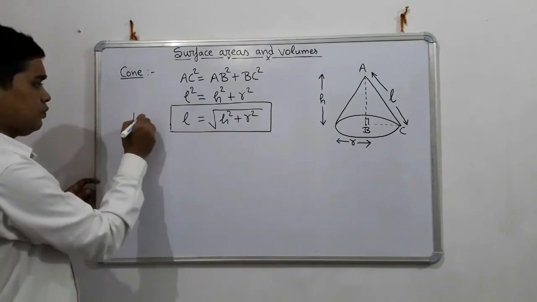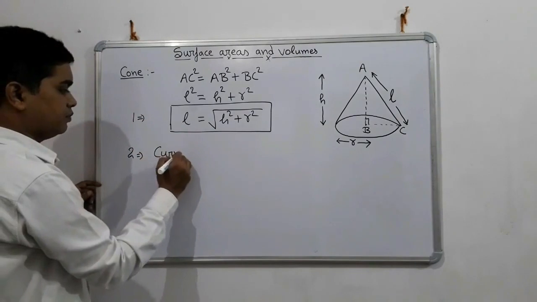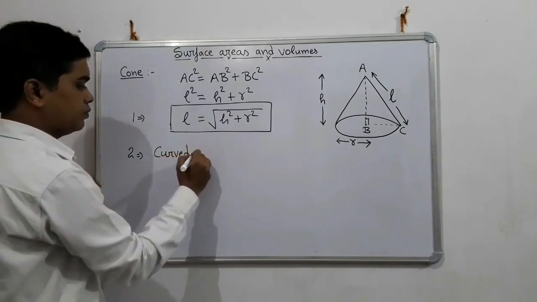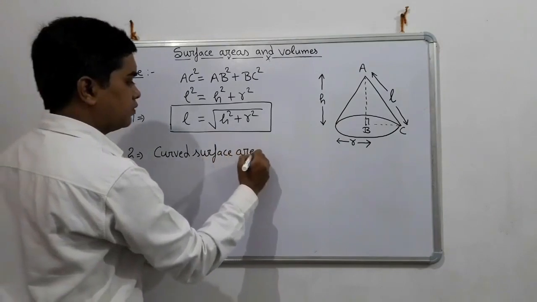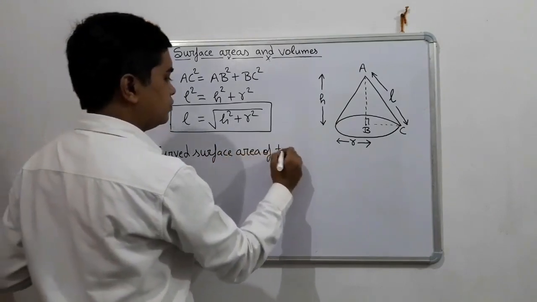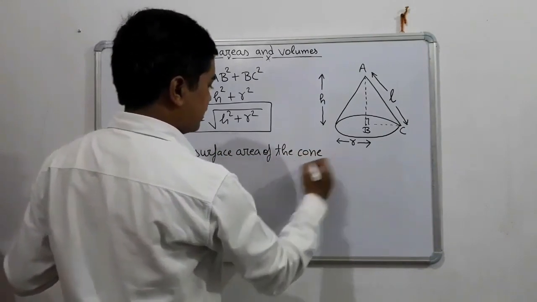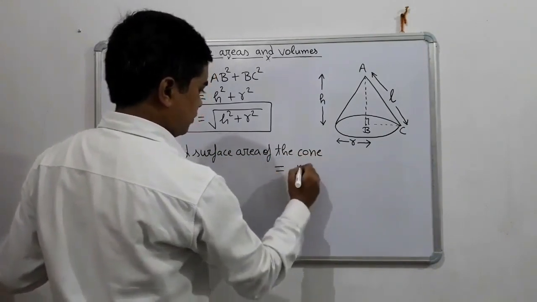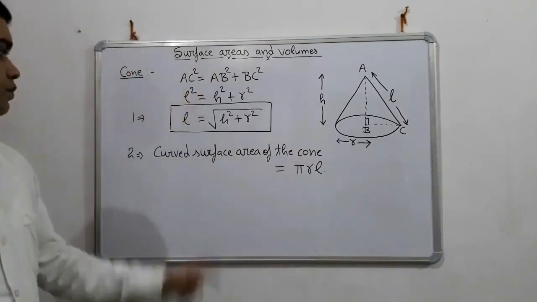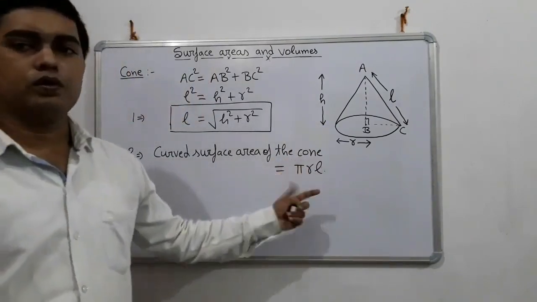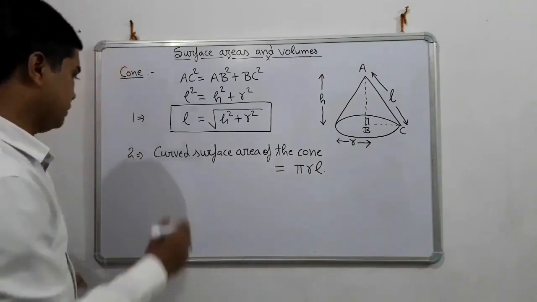Now we will find the curved surface area of the cone. The formula for that is pi r L square units. Curved surface area of the cone is equal to pi r L square units.